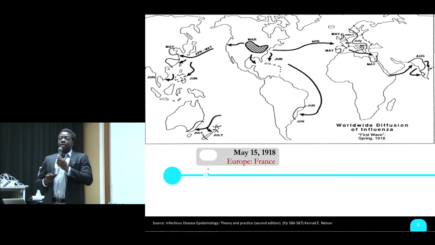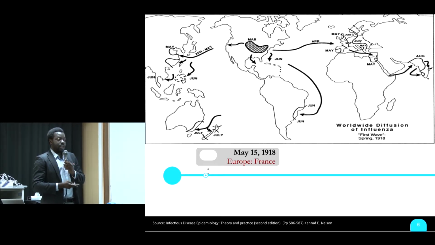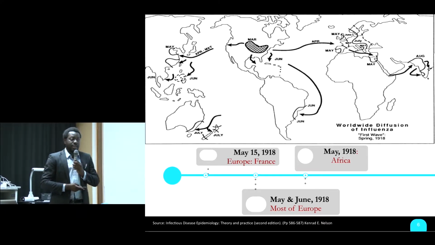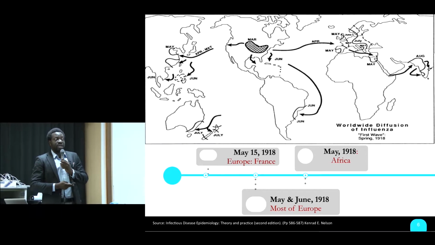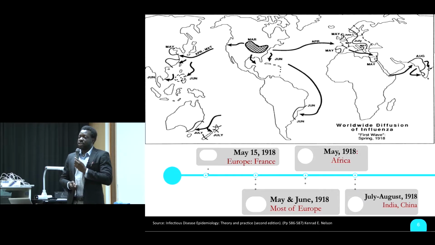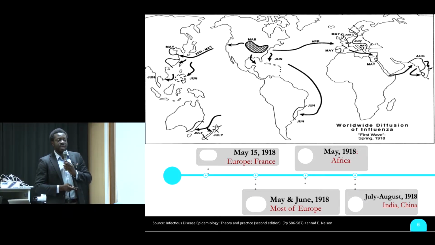Because the army troops were sent to Europe, the infection rapidly traveled from America to Europe. On May 15, it started in France. In May and June 1918, most of the European countries had reported cases of pandemic influenza. Also in May 1918, some African countries were already hit by this pandemic. In July and August, Asia was also hit through India and China.